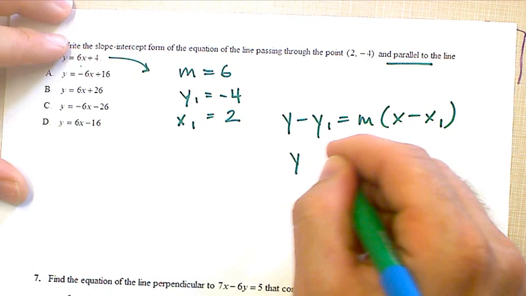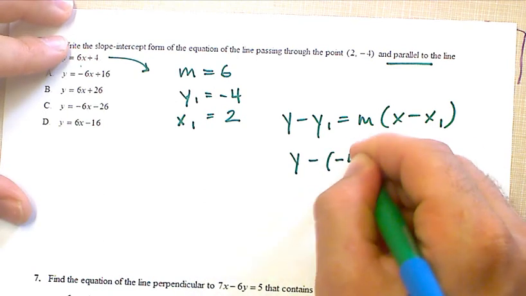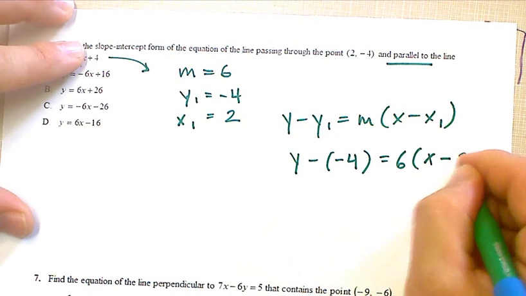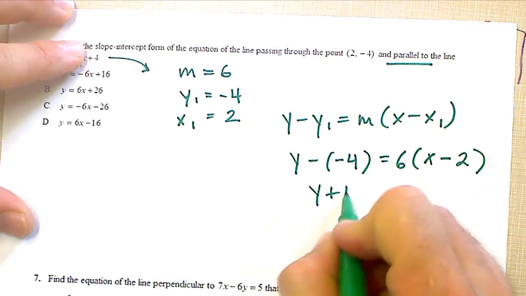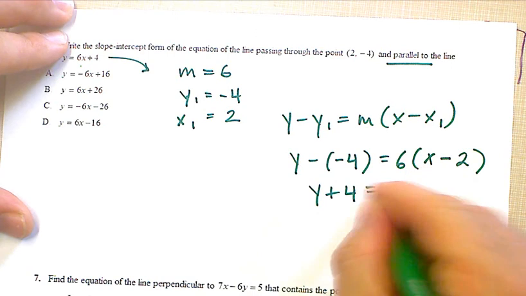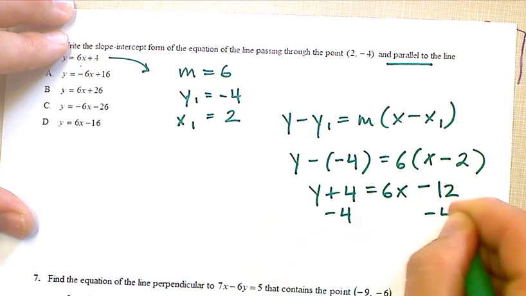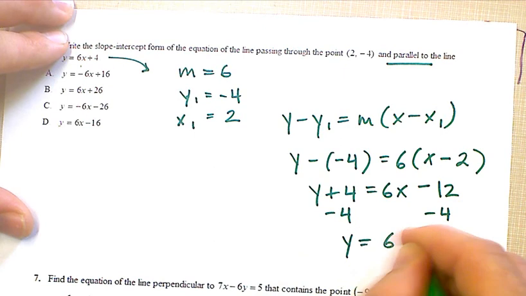Y minus -4 is equal to 6, x minus 2. Y plus 4 is equal to 6x minus 12. Subtract 4, y is equal to 6x minus 16.